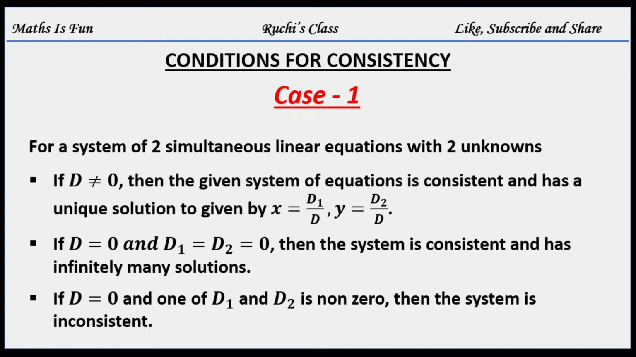Second, if D is equal to 0 and d1 and d2 are also equal to 0, then the system of equations is consistent and has infinitely many solutions. Third, if D is equal to 0 and one of d1 and d2 is non-zero, then the system is inconsistent, meaning no solution for that system.